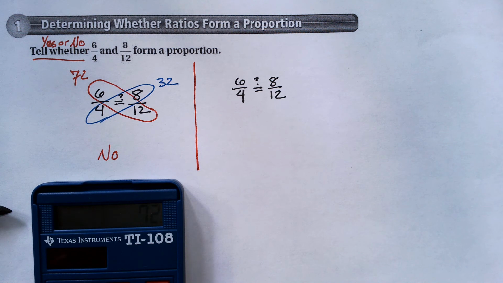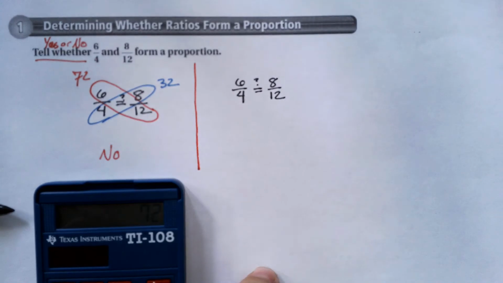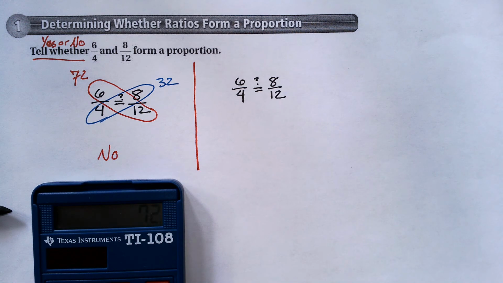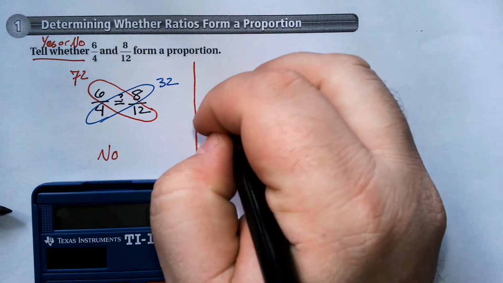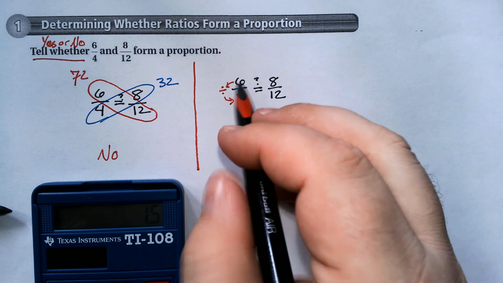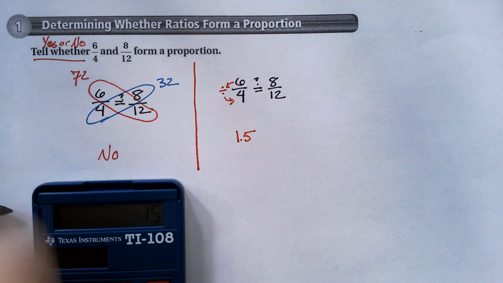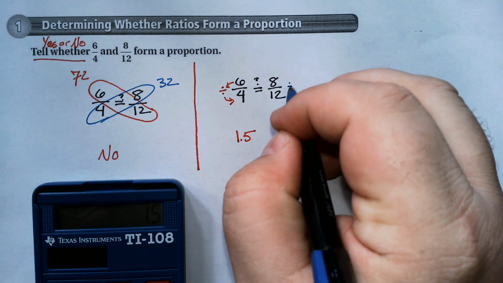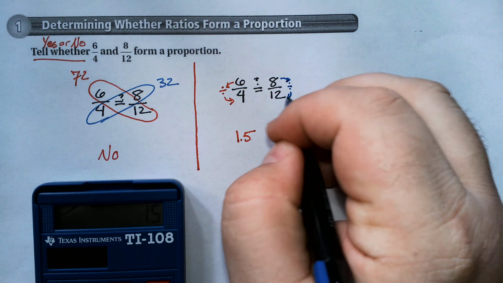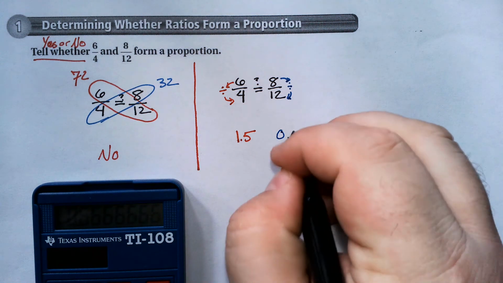So the other way I could do this is I could simply convert my fraction into a decimal. Because if you remember, that's how we find a unit rate. So if I take 6 divided by 4, in other words, I work from top to bottom with my fraction bar being my division sign, that means 6 divided by 4, and that is how you enter it in a calculator, it's going to give me 1.5. Then I do the same on the right side. I take 8 divided by 12, and I get 0.6 repeating.